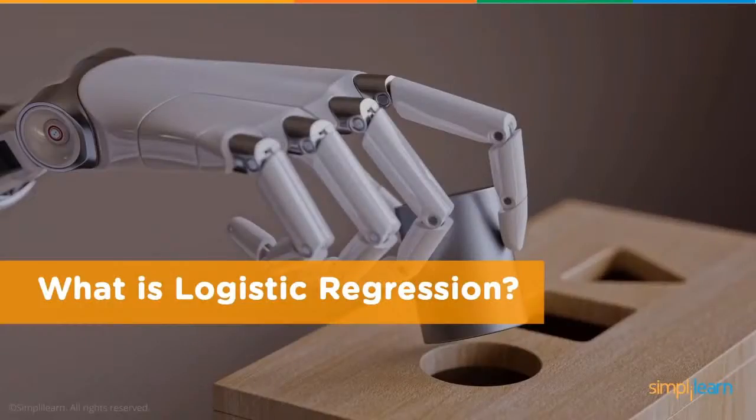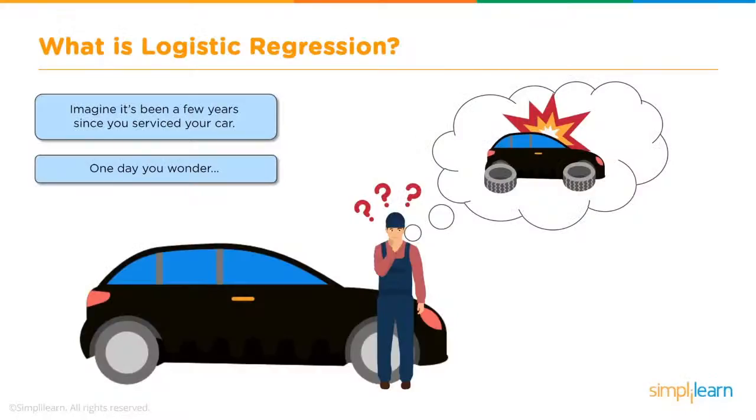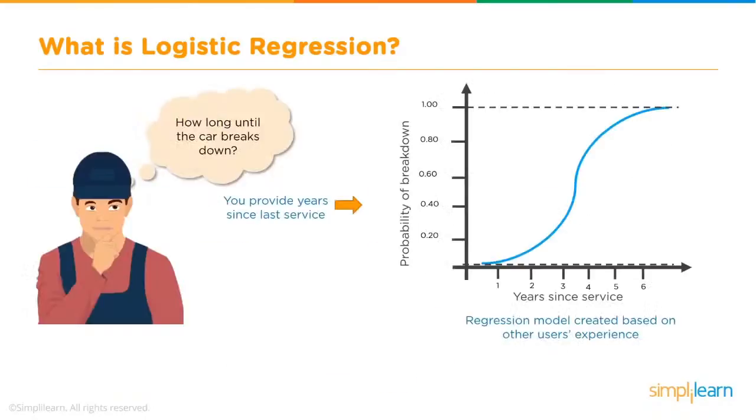What is logistic regression? As I mentioned earlier, logistic regression is an algorithm for performing binary classification. So let's take an example and see how this works. Let's say your car has not been serviced for quite a few years, and now you want to find out if it is going to break down in the near future. So this is like a classification problem: find out whether your car will break down or not. So how are we going to perform this classification?